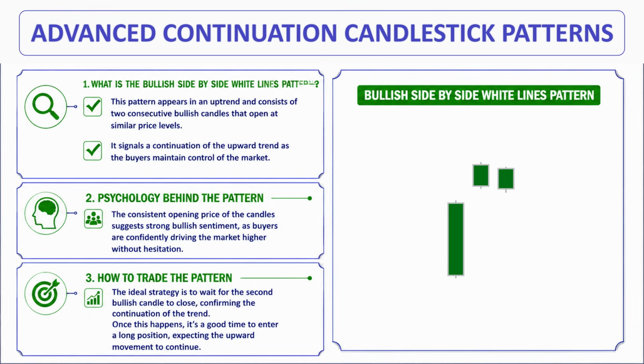Now, let's look at the bullish side-by-side white lines. This pattern appears in an uptrend and consists of two consecutive bullish candles that open at similar price levels. It signals a continuation of the upward trend because buyers remain in control.